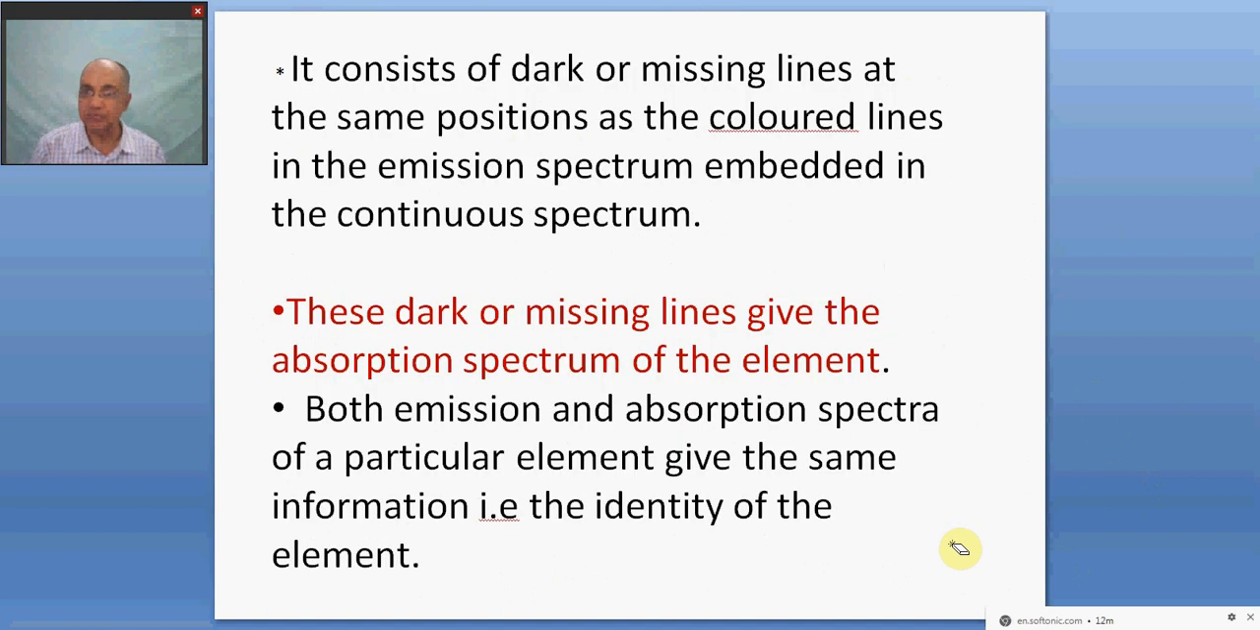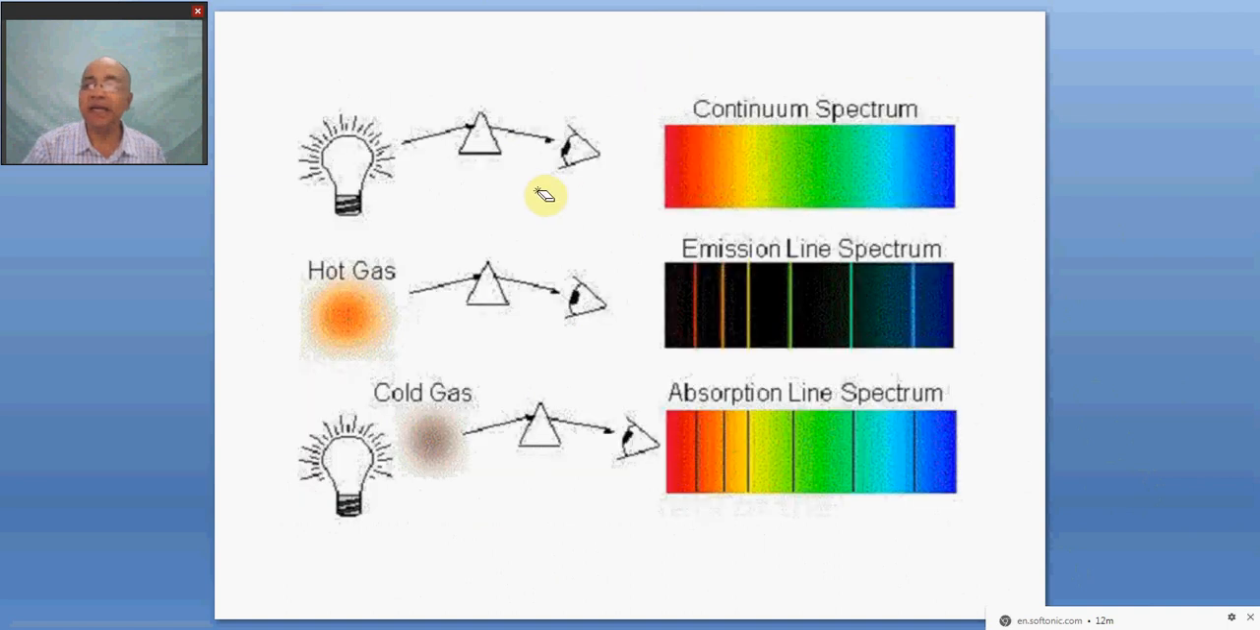Have a look. This is an electric bulb which produces continuous pattern, continuous spectrum. And this is an emission spectrum of a particular element which is in the hot state. This element is emitting light, and you are analyzing it, and you are putting it on a screen. You are finding these fixed lines on a dark background. You are getting these colored lines. This is the emission spectrum of this particular element. That is the hot spectrum, the emission spectrum.